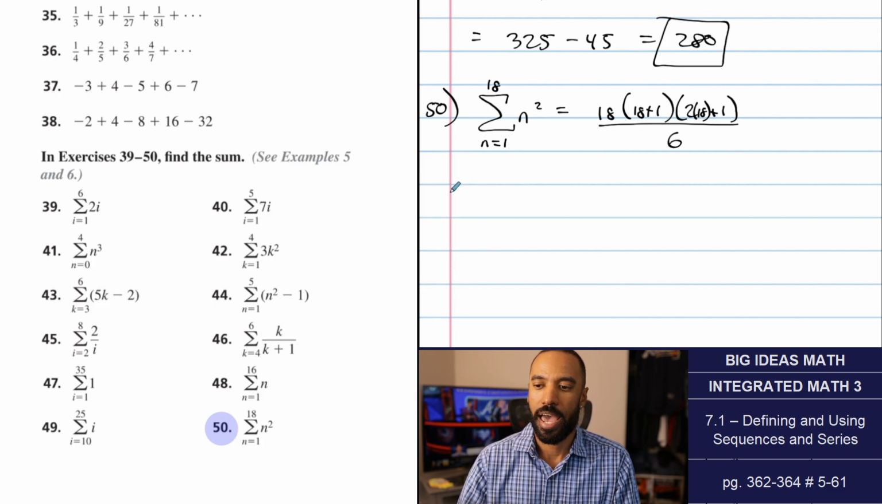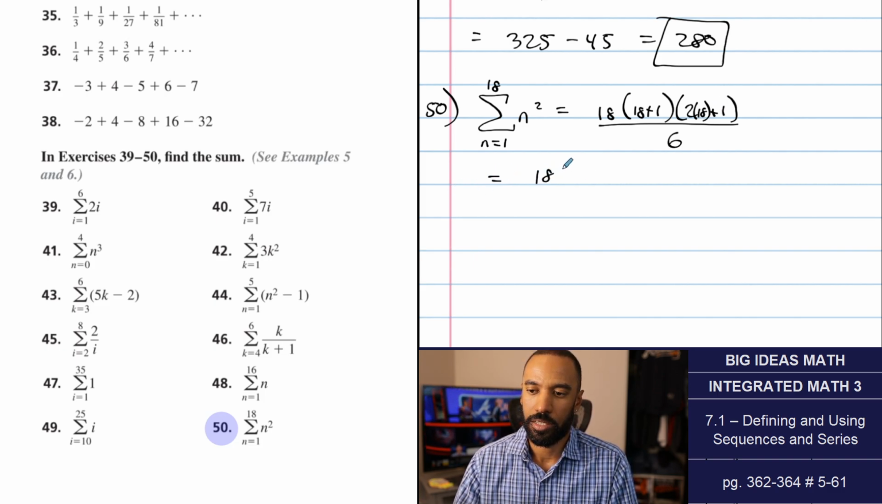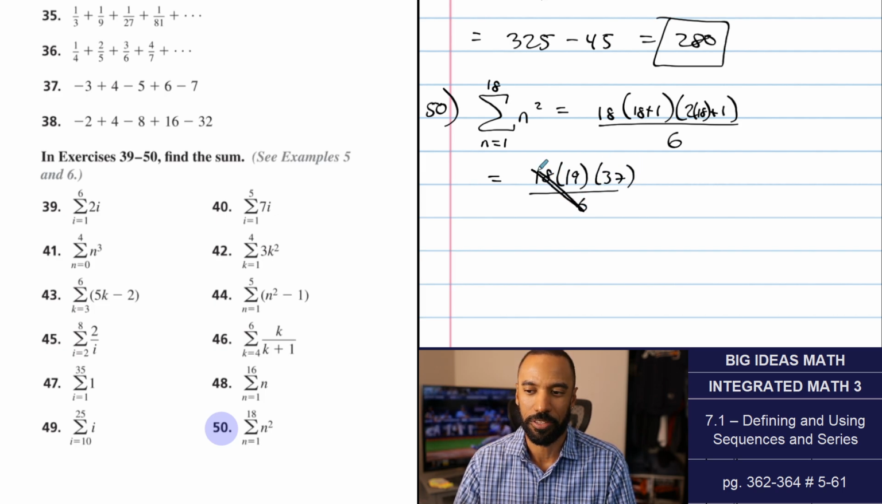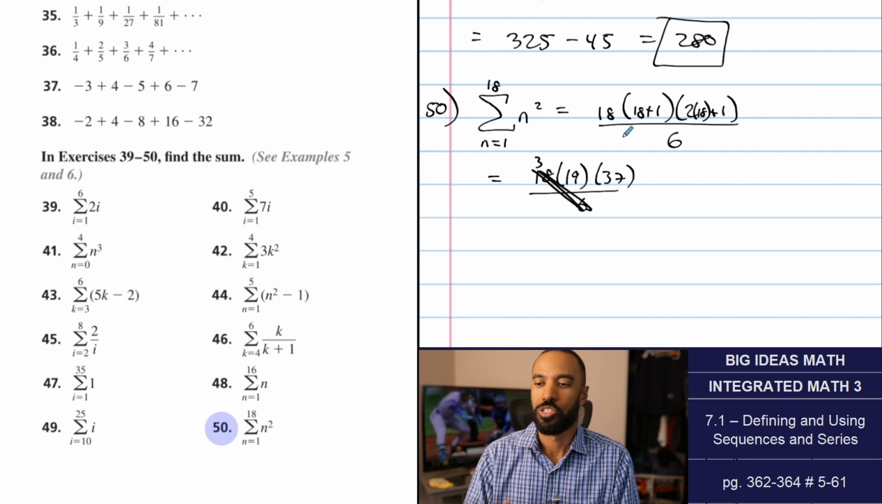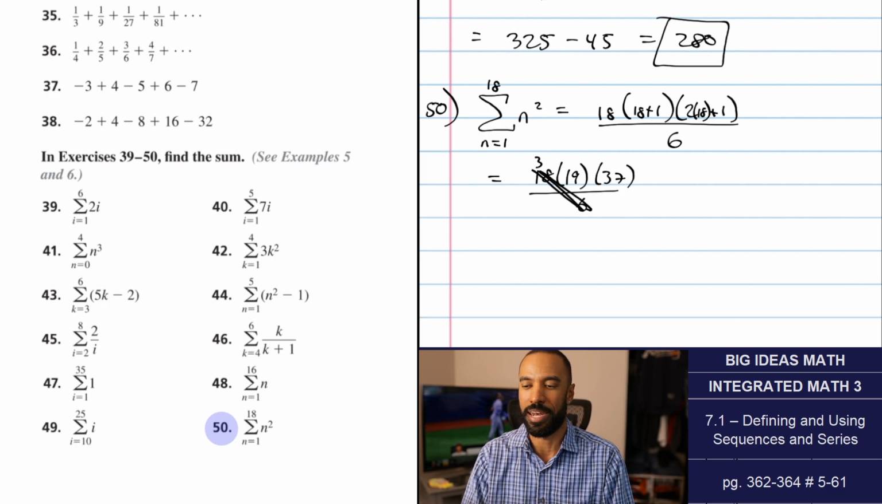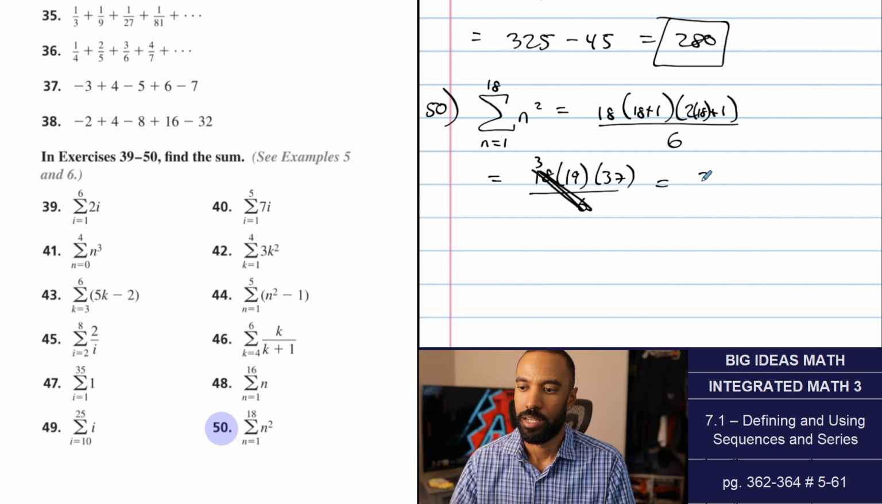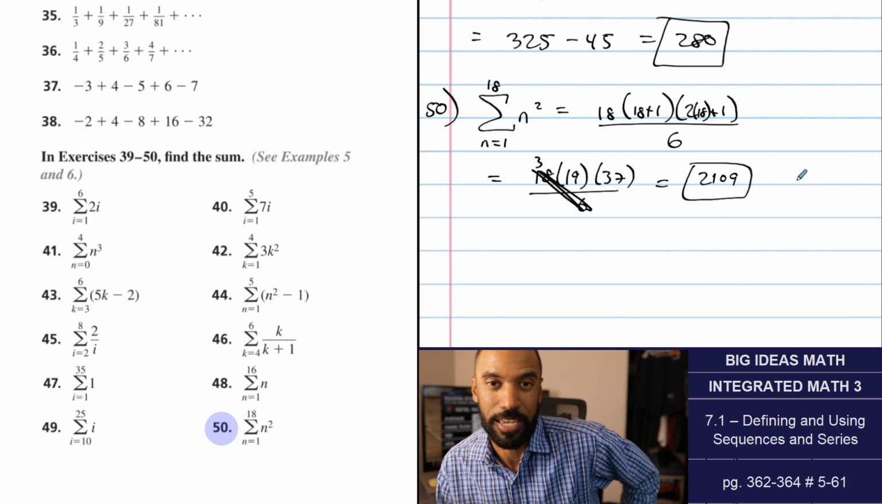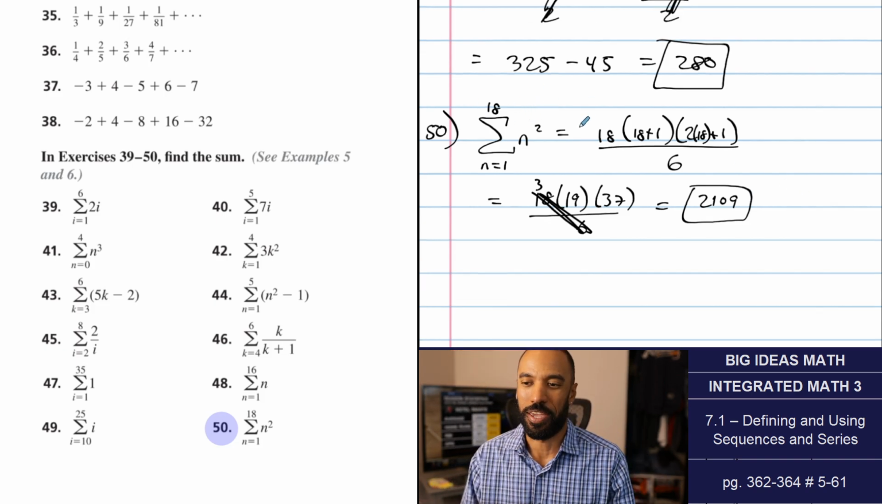That's 18 times 19 times 37 all over 6. I am going to use the calculator here, but I'm going to divide that and get 3. So 3 times 19 times 37. That's 57 times 37. And that's going to be 2,109. Now, was that faster than the other way, the adding 1 plus 4 plus 9? Yes, it was. Use that when you can.